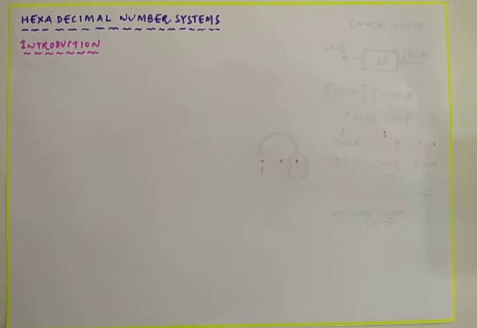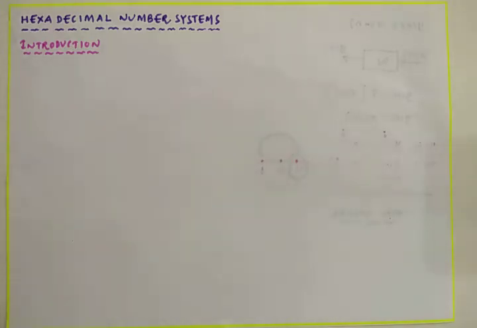We have binary numbers, which are very lengthy and very difficult for human beings to handle, so we require another representation of binary numbers. That number system is called the hexadecimal number system. It was developed with this particular objective.